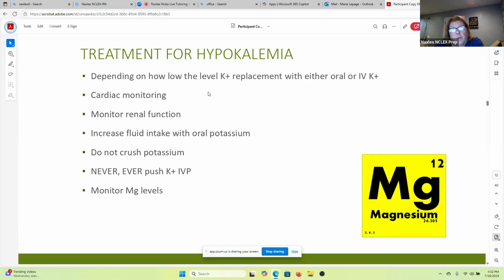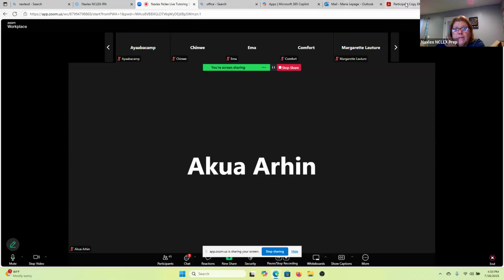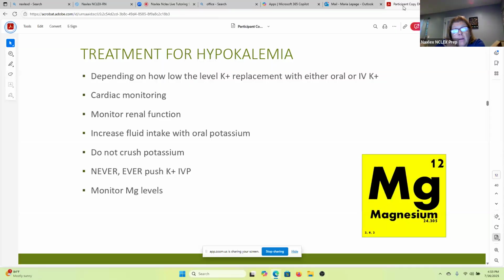Nursing interventions with oral potassium, make sure you're not crushing it. And we never, ever, ever push potassium IV. So it's never ever given IV push. It's always hung as a piggyback, or it's always in an infusion, but we'll run it over about 30 minutes to an hour, depending on the dosage and the amount of fluid. And then in response to that, we need to monitor their magnesium levels.